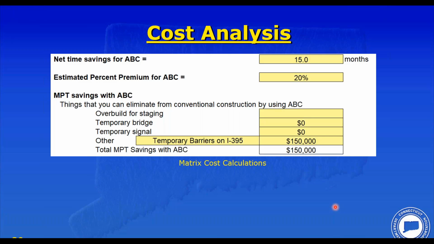Our MPT savings, our MPT in Connecticut stands for Maintenance and Protection of Traffic, which is your traffic management work. We're estimating that if we go to conventional construction, that the installation of all the barriers, the shifting of the barriers for 3 different stages would result in a cost of approximately $150,000. So if we go to ABC, we can eliminate a significant number of the barriers. We still have some barriers, but not nearly as severe.